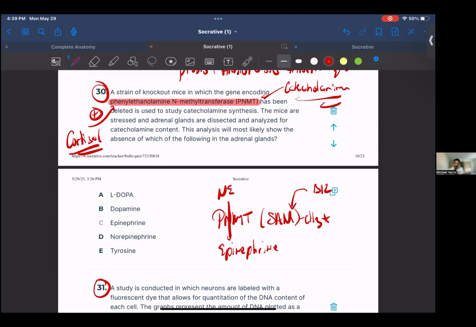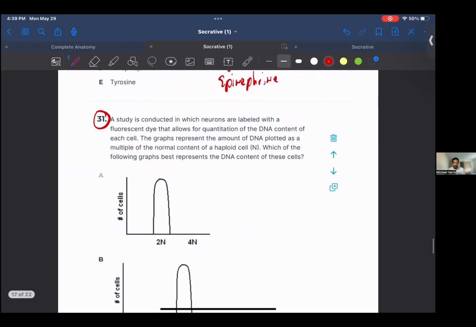Okay, perfect. Yes. Yes, exactly. Methionine is a big methyl donator. Okay, let's keep moving on.